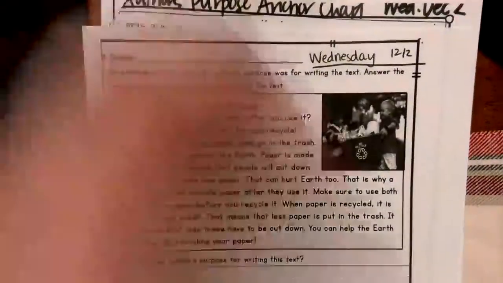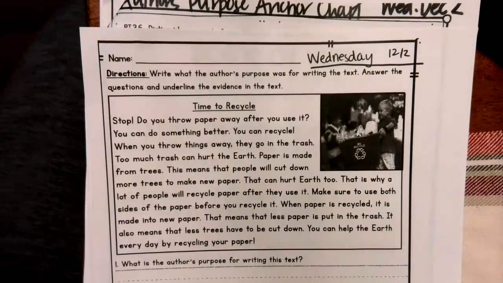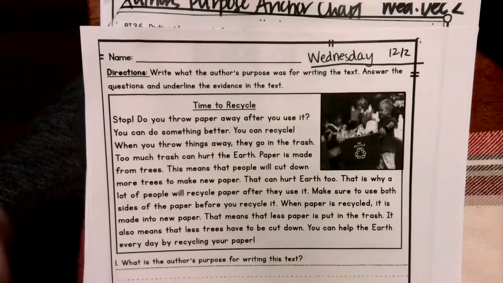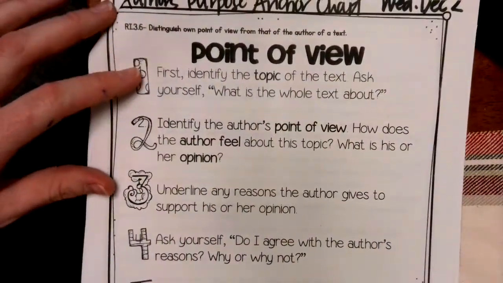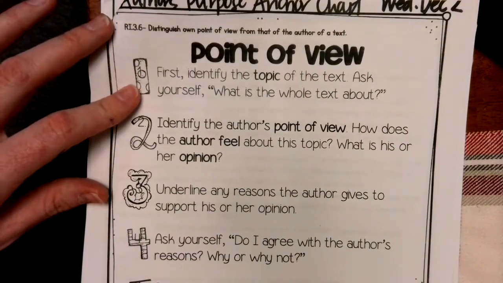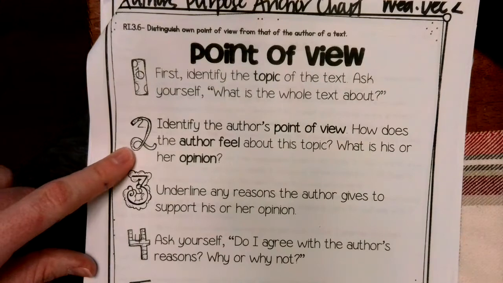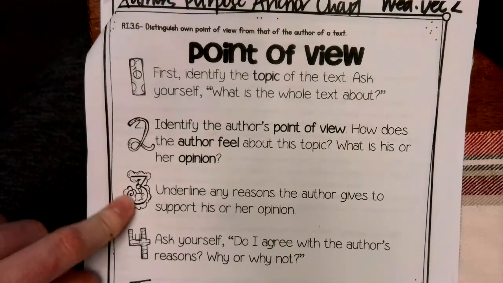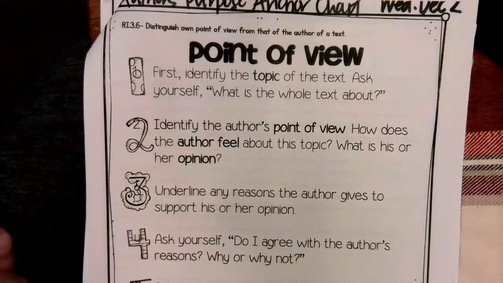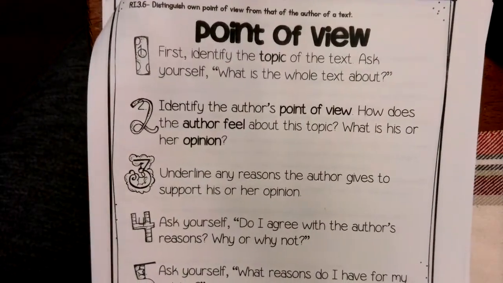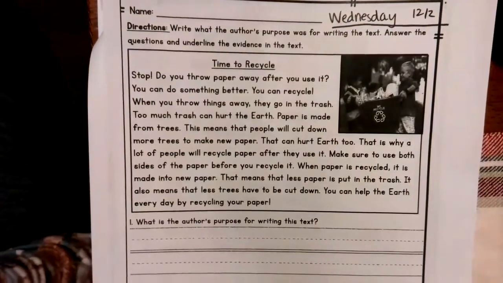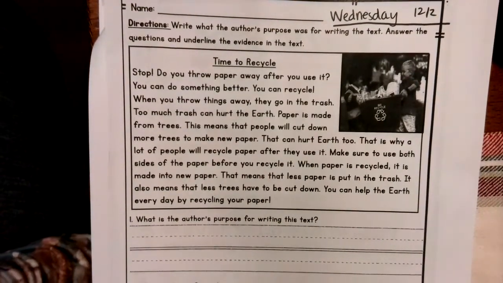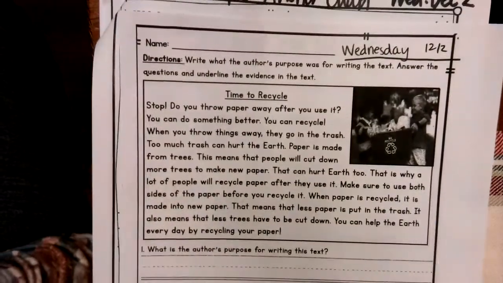Now, the next task that you have is to do author's purpose. We have been practicing this all week. In author's purpose, you have this little chart: identify the topic, what is the whole story about, how does the author feel about it, underline reasons that support his or her opinion, do you agree with it, and what reasons do I have for my opinion. Okay, so point of view. So we're going to read the story and you're going to then write why the author wrote the story. I'm going to read this story for you and then you are going to answer the questions on your own.